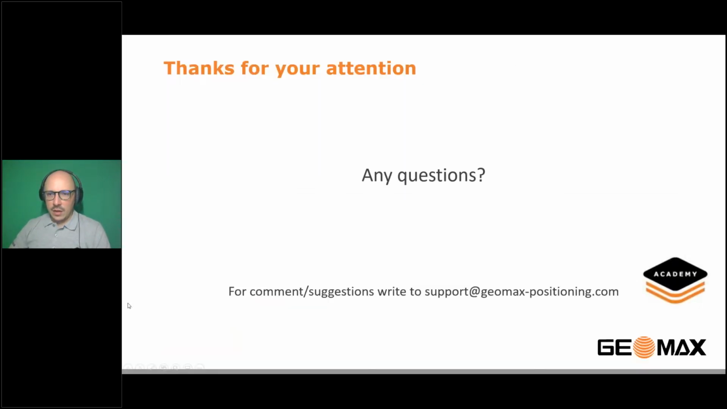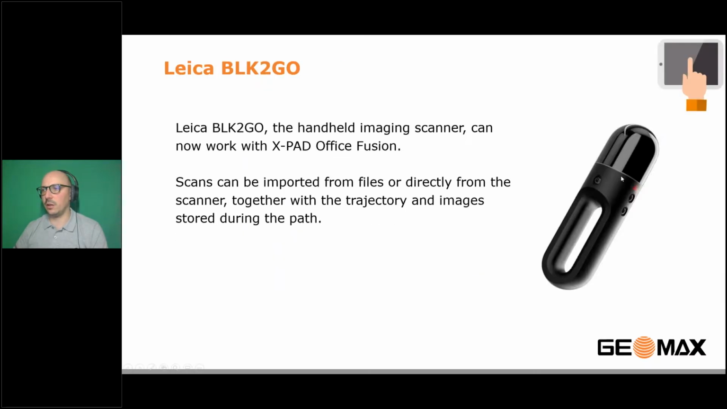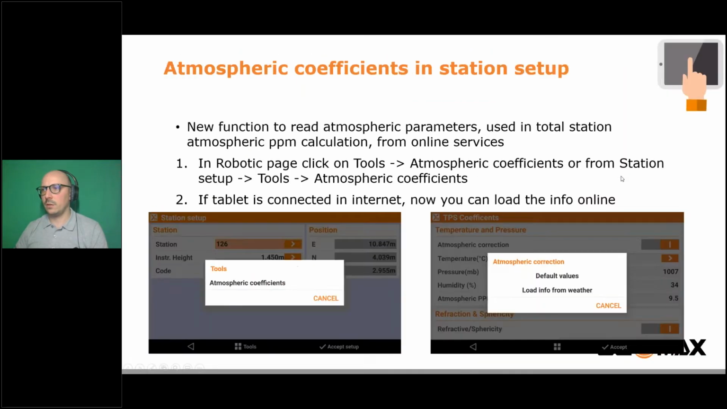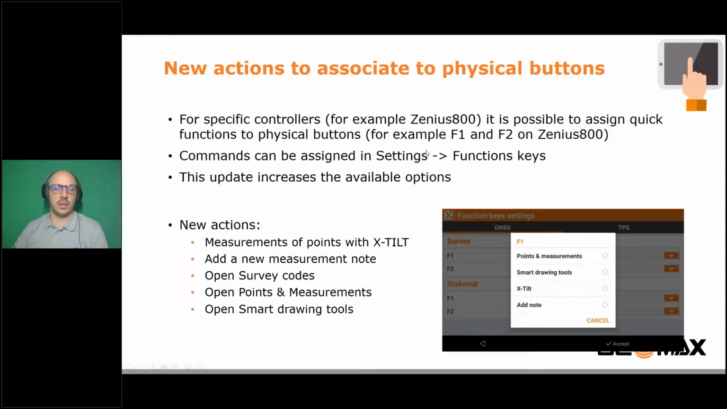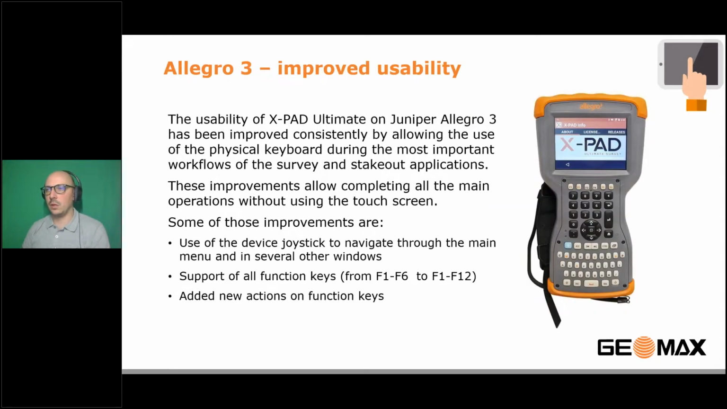Okay, let me reply to the question that arrived here during the webinar. The question was related to the Allegro 3. Yes, so the question is, in which menu can I customize the function? Let me quickly go back. Okay, so it's exactly the same as here, the function key settings. So you open the settings in XPAD. In the general settings, there will be this function key settings. You can open that, and also for the Allegro 3, you have the possibility to customize the function keys.